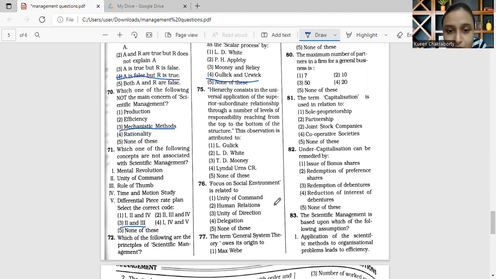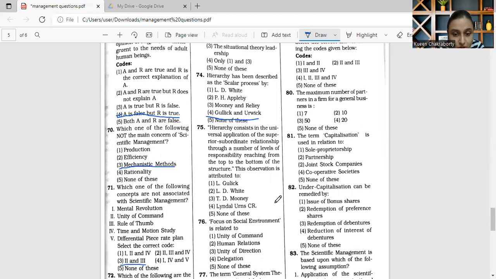Hierarchy consists in the universal application of the superior-subordinate relationship through a number of levels of responsibility reaching from the top to the bottom of the structure. This observation is attributed to L. Gulick, L.D. White, T.D. Mooney, Lyndall Urwick, or none of this. So this answer is L.D. White. According to L.D. White, hierarchy consists of the universal application of the superior-subordinate relationship through a number of levels reaching from the top to the bottom of the structure.